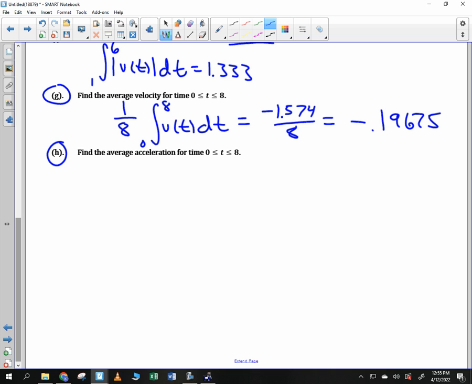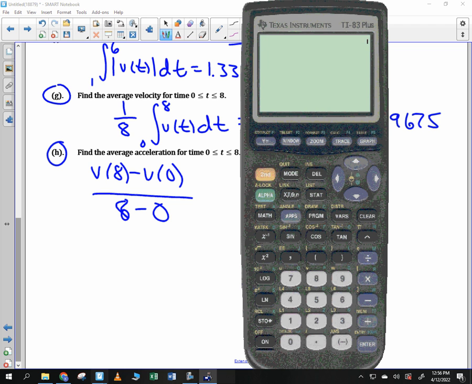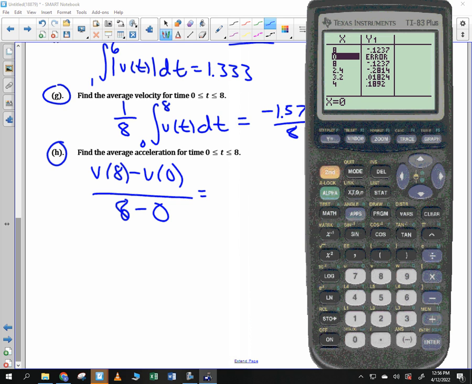And then find the average acceleration. Thoughts? Excellent. Yeah, this is going to be your slope function. So this is a slope function because that's the rate of change. So I got v of 8 minus v of 0 divided by 8 minus 0. So if I go to my calculator and I type in 8, I get negative 0.1237. If I type in 0, I get an error, huh?